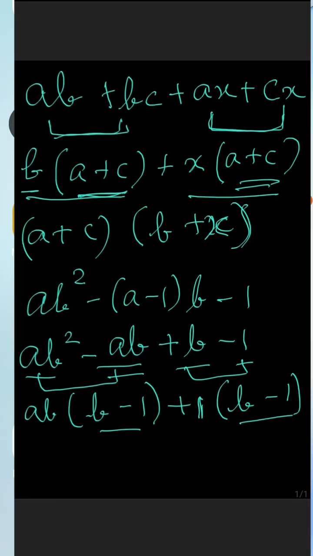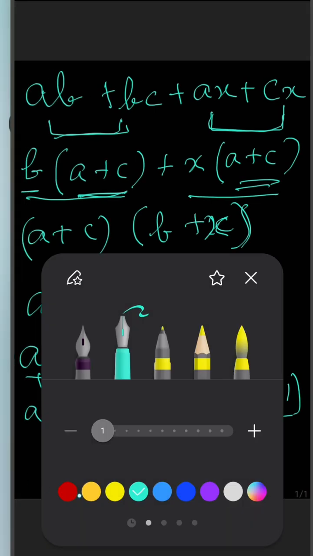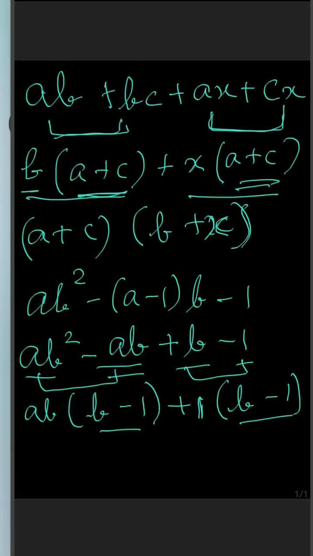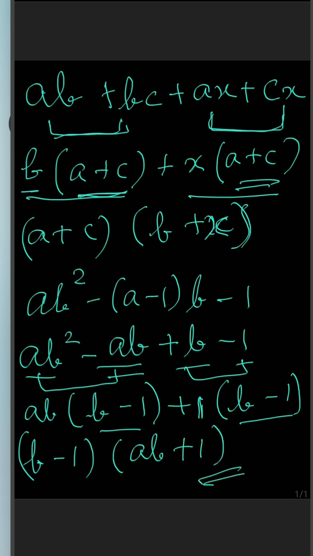So we take B minus 1 as common, and we are left with AB plus 1 in the next bracket. So this is the solution of our given question. This is the method we use in the grouping rule.